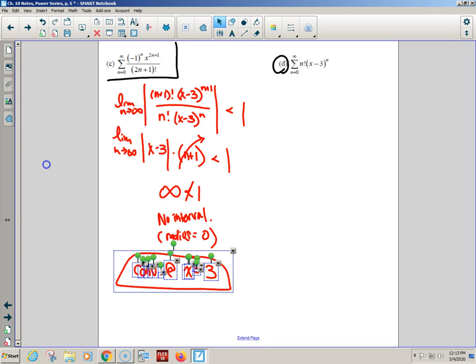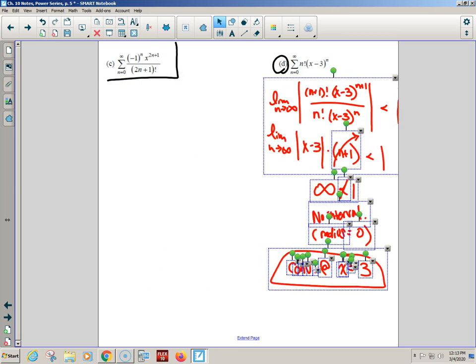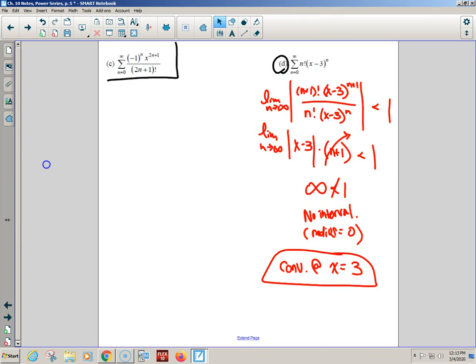I can't go off 3 and have it still be converging, but I can still be at 3, because this power series is centered at 3, which means at 3, similar to a tangent line, there will be convergence.